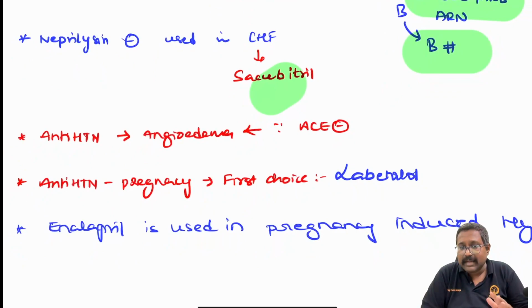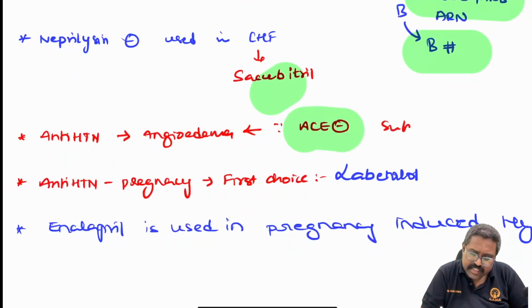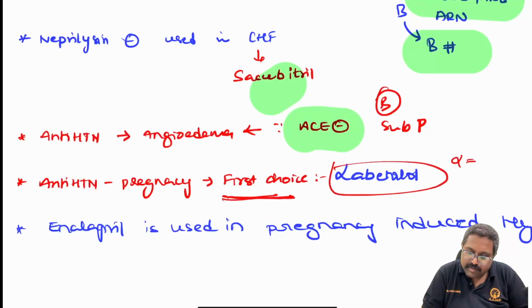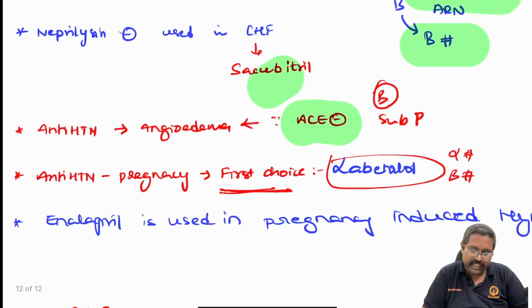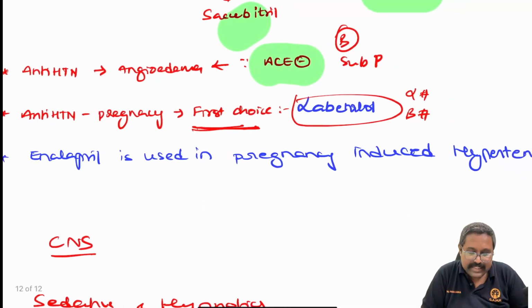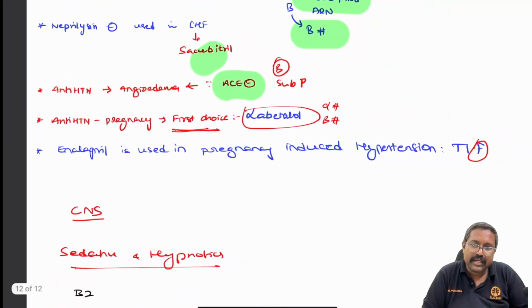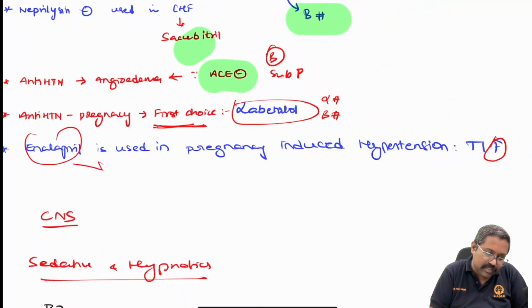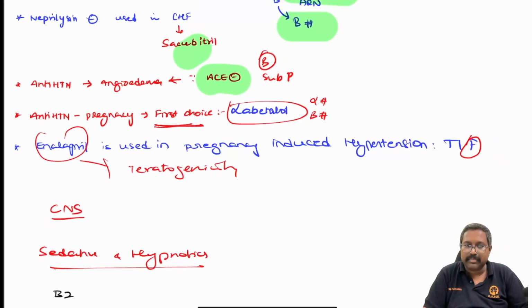So which is the antihypertensive agent which is responsible for angioedema? That is your ACE inhibitor, because of the substance P as well as the bradykinin. So which antihypertensive is preferred in case of pregnancy? Which is the first choice? That is your labetalol. Labetalol has got both alpha blocking activity as well as beta blocking activity. So can we use enalapril in pregnancy? So please remember, you cannot use enalapril as it causes teratogenicity.